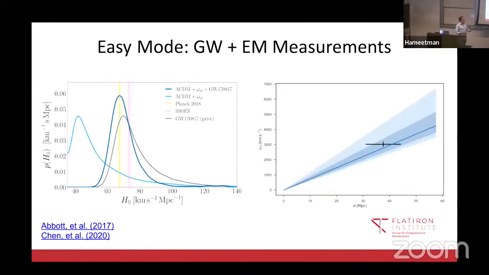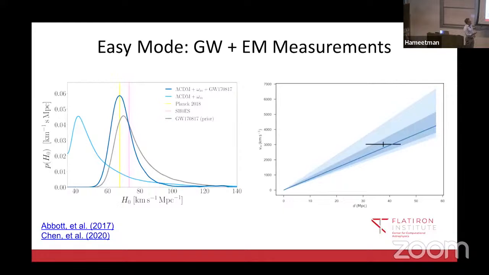Okay, the easy way to do cosmography with gravitational waves is to use the gravitational waves to measure distances and have some kind of electromagnetic counterpart that you can use to measure redshifts. Combine those two, you can get the Hubble relation, you can measure the expansion history of the universe, et cetera. This was famously done for GW170817.